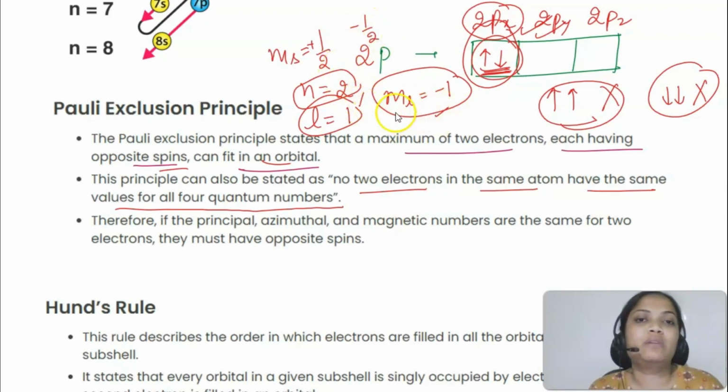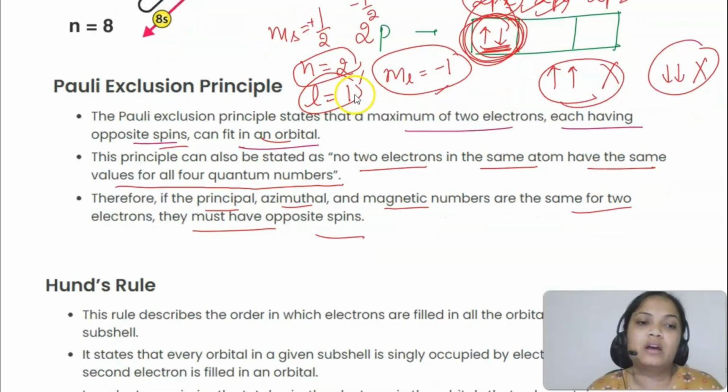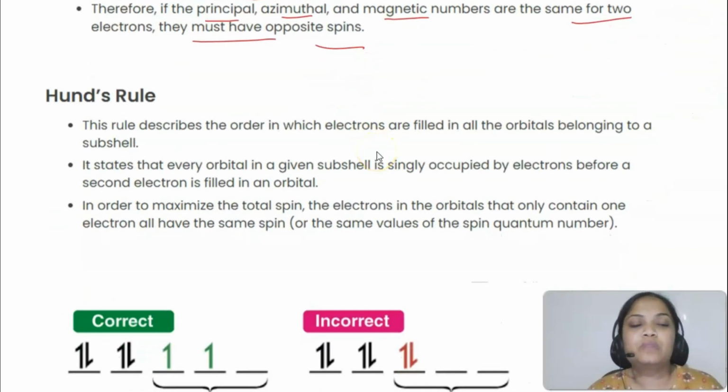So 3 quantum numbers can be the same, but the fourth one cannot be the same, because the spin always has to be the opposite one. That's why we are saying if the principal, azimuthal and magnetic quantum numbers are the same, they must have opposite spins. Okay, meaning in the same orbital, opposite spin would be there. The last one is Hund's rule.